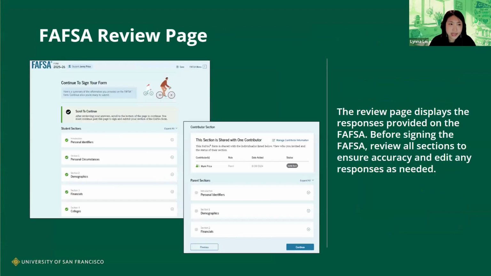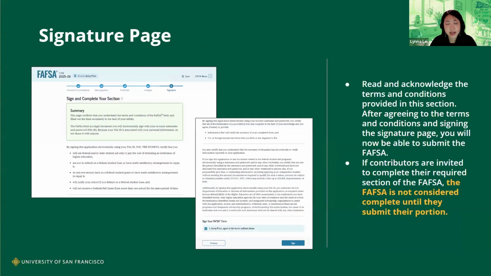Okay. And then once that's done, you should see a FAFSA review page. This will allow you to check all of your answers and make sure that they were answered properly. And then it will show you the contributor or contributors that you've invited. You can edit that information if it's incorrect, and then continue. And then you will get to the signature page where you will need to read and acknowledge the terms and conditions provided in the section. After agreeing to the terms and conditions and signing the signature page, you will be able to submit your FAFSA.